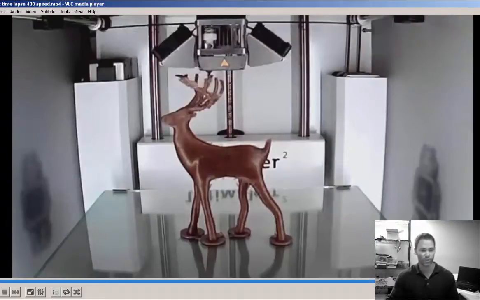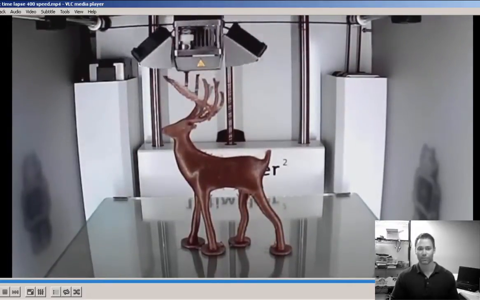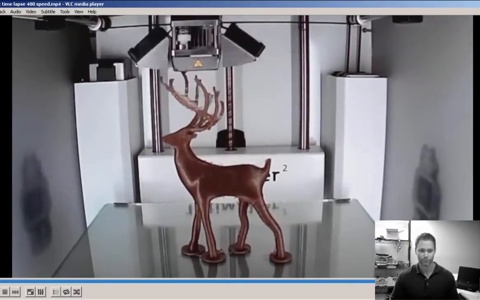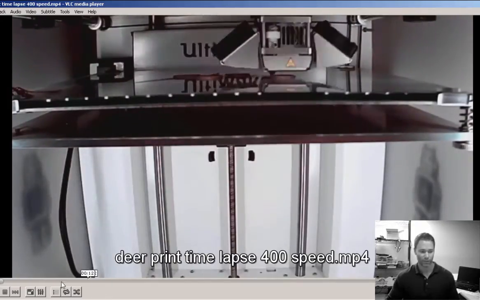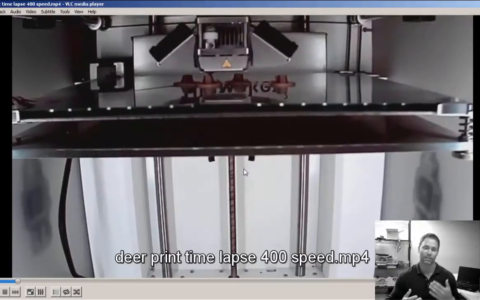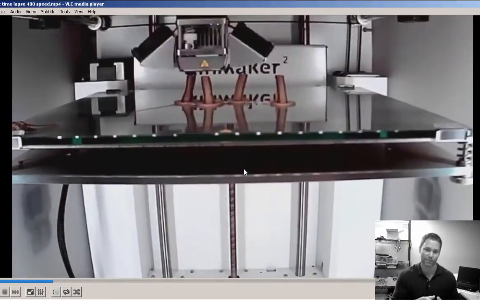Now the process goes on until it finishes up the high detail at the very top, creating the antlers of the deer. We'll just let it finish. There we go. Sorry. So anyway, that is the process and how it works. If you're not familiar with it, this is one of the major benefits of additive.